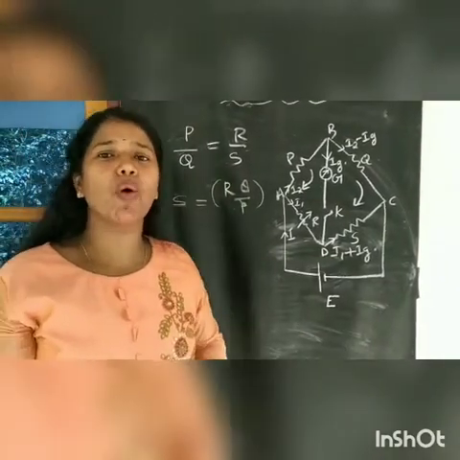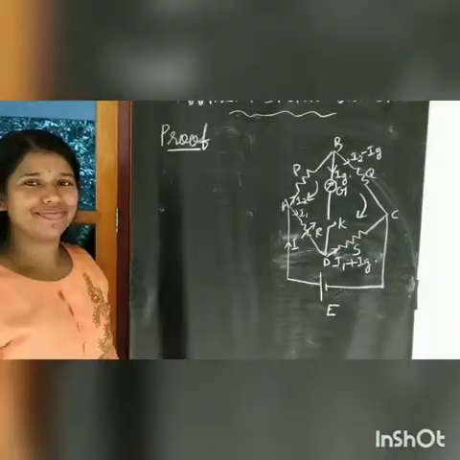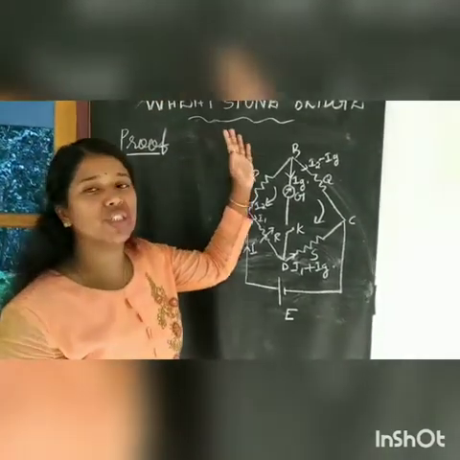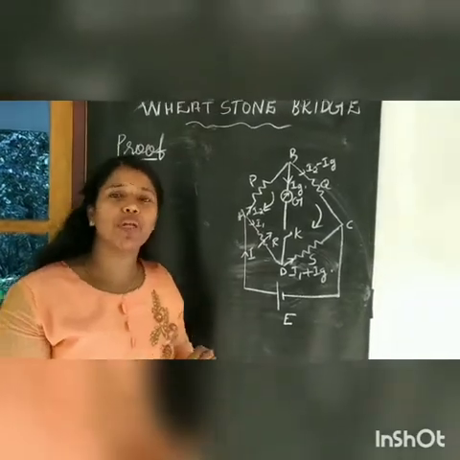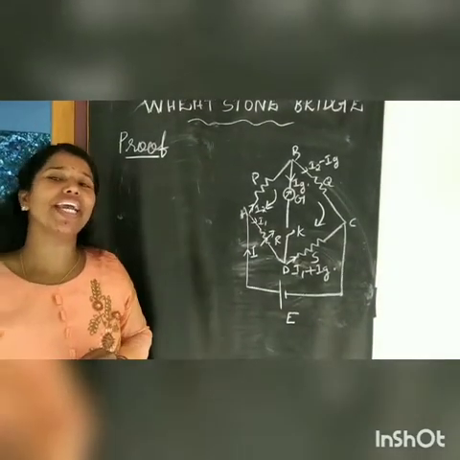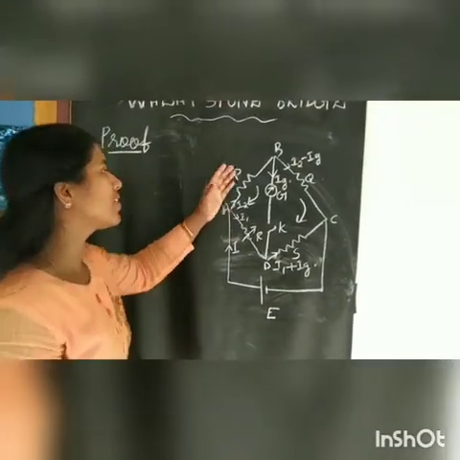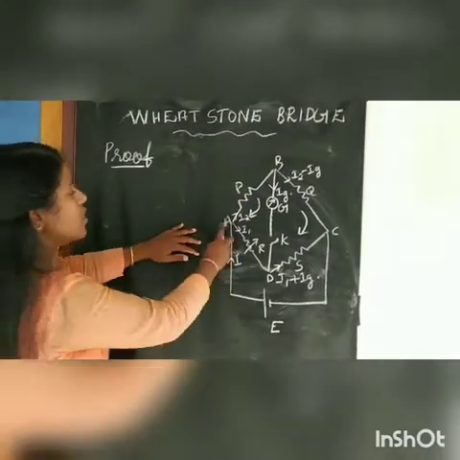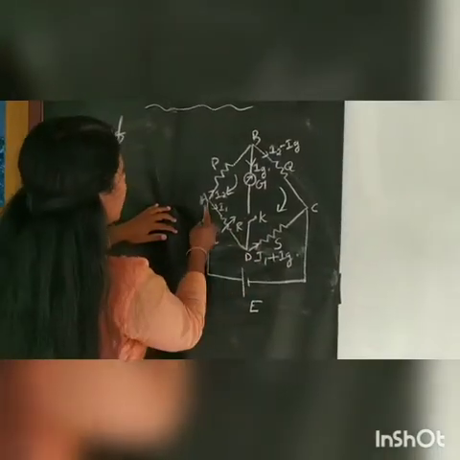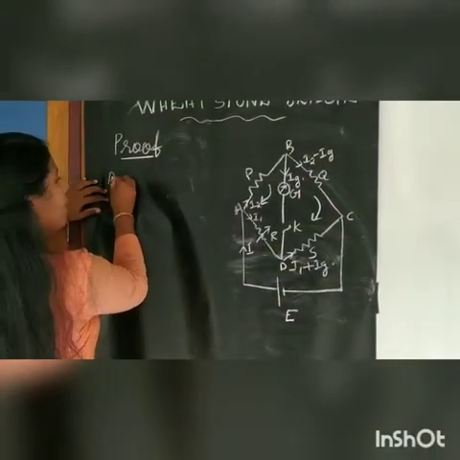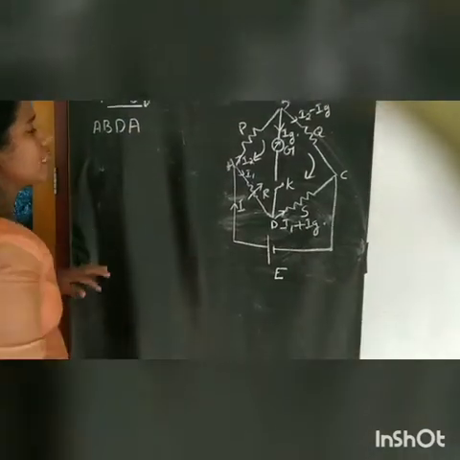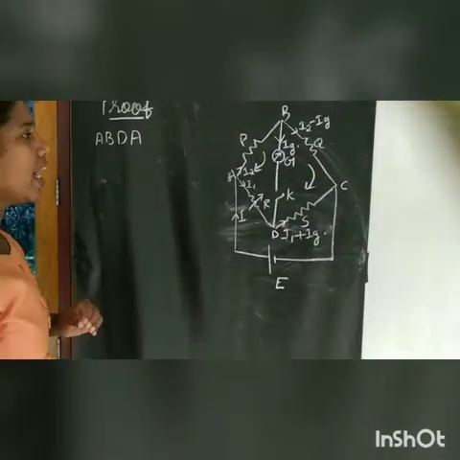Next is the proof based on the Wheatstone bridge. We have to prove that P by Q is equal to R by S. First we apply Kirchhoff's loop law. We apply it to a closed loop. Which one are we considering? The loop A, B, D, A. We have to consider this loop.